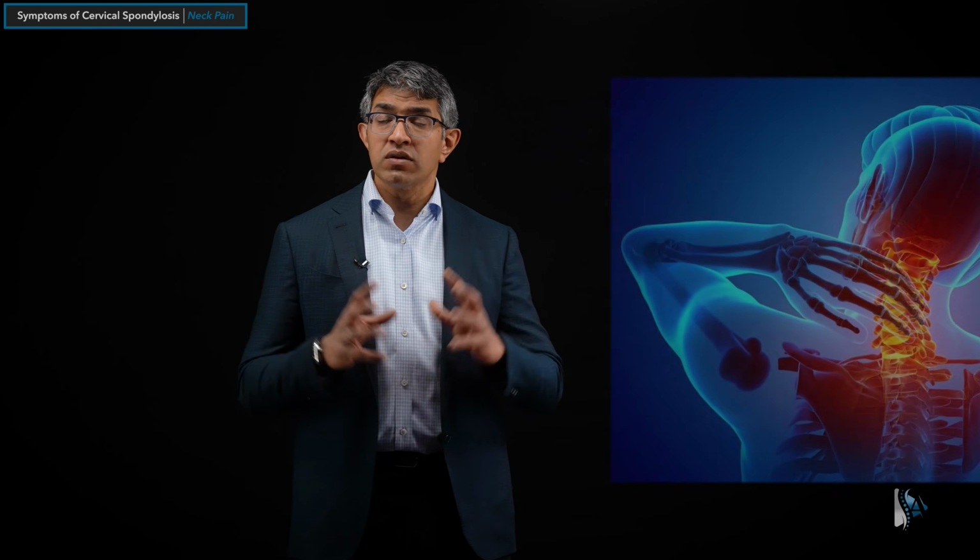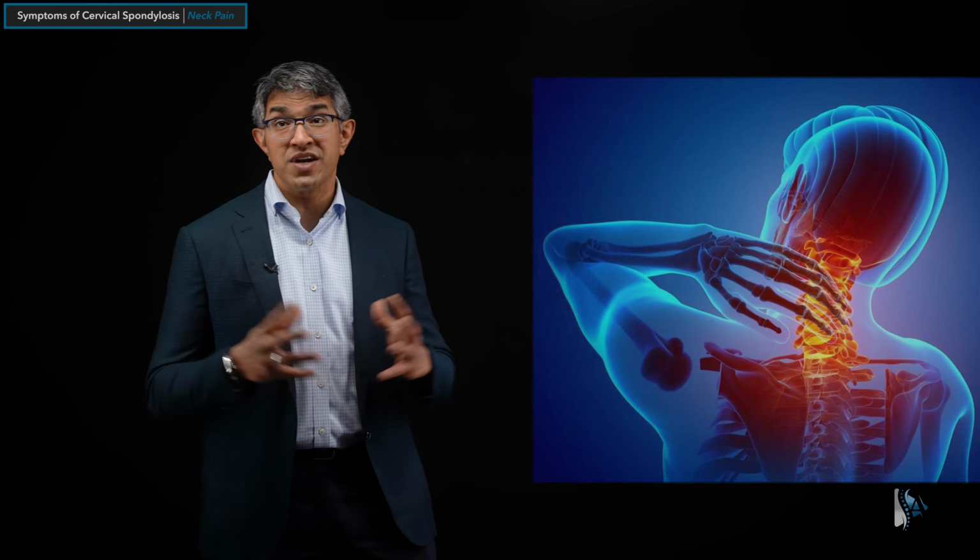So now we have discussed two of the three patterns of symptoms that we see with cervical spondylosis. We discussed cervical myelopathy and the signs and symptoms associated with that. We've discussed cervical radiculopathy. Both of those symptom constellations are related to nerves, either the spinal nerves or the spinal cord. The last category of symptoms to talk about is neck pain.